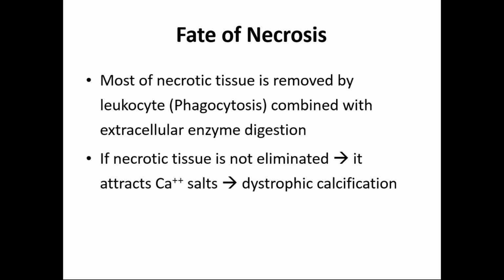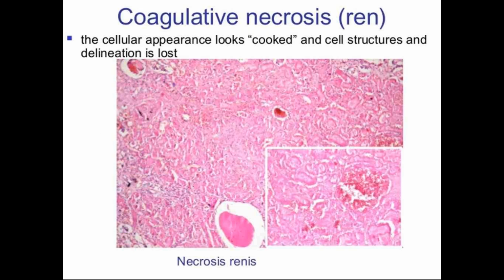So what is the fate of necrosis? Most of the necrotic tissue is removed by leukocytes by phagocytosis combined with extracellular enzymatic digestion. If necrotic tissue is not eliminated, it attracts calcium salts, which leads to dystrophic calcification. So this is the picture of coagulative necrosis. This cellular appearance looks like cooked, and the cell structures and delineation between the cells is lost.